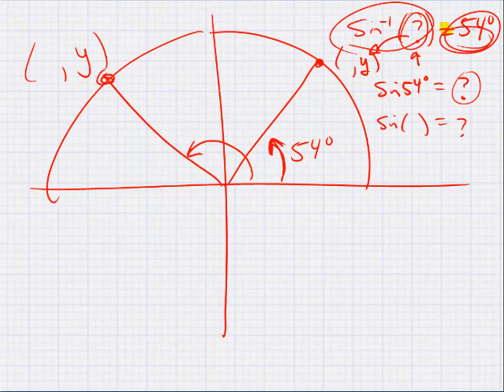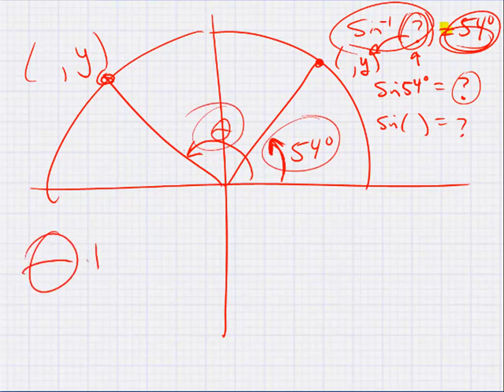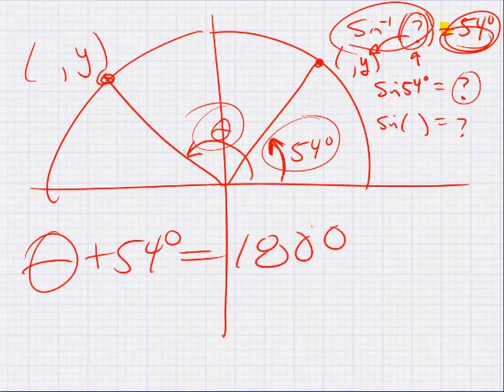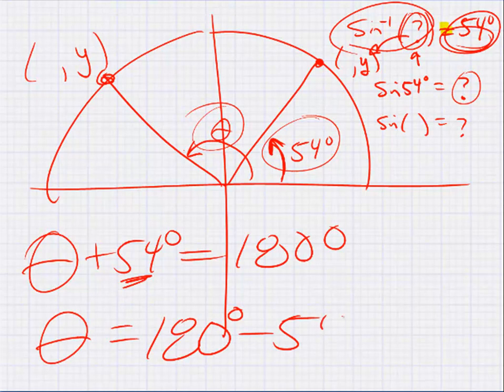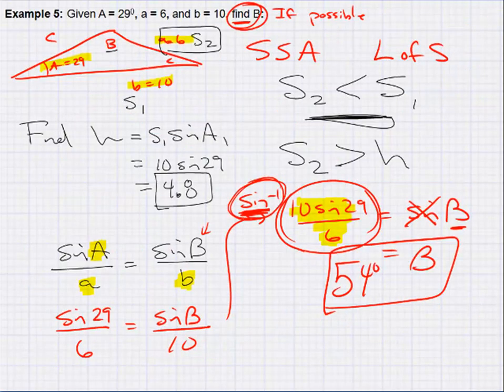How do I figure out what this other angle is? It's the supplement to this. This angle plus this angle should give me 180. So if I want to find the second triangle, which would come from the second angle, I've got to find the supplement to 54 degrees. So my other angle is 180 minus 54, and I get 126 degrees. So if I go back to the problem, beta B is 54, but B could also be 126 degrees.